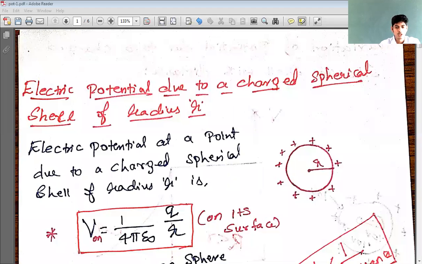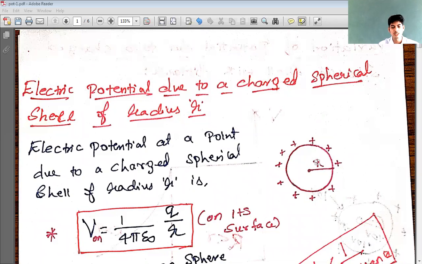So here we have the concept of electric potential due to a charged spherical shell of radius r. Actually, this derivation is not mentioned in our syllabus. We are not expected to derive the expression for electric potential due to a charged spherical shell.